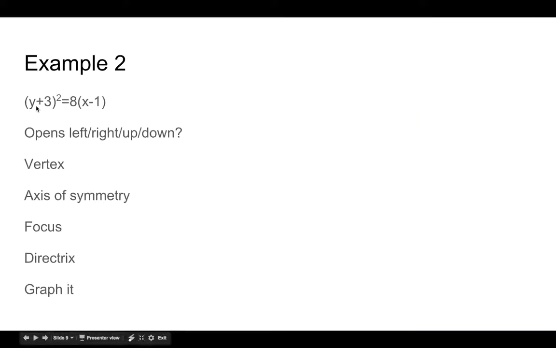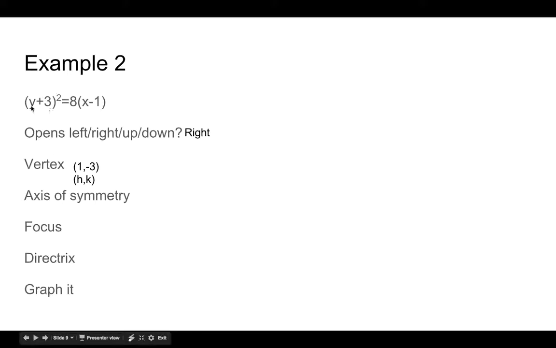Let's do the second example. (y plus 3) squared equals 8(x minus 1). Pause the video to try this problem. Alright, since y is being squared, this means that it is either going left or right. And like I said earlier, this is being added, which means it would be going to the right. The h and k values are mixed here. So since this is being subtracted and this is being added, the vertex of the h, k values should be positive 1, negative 3.